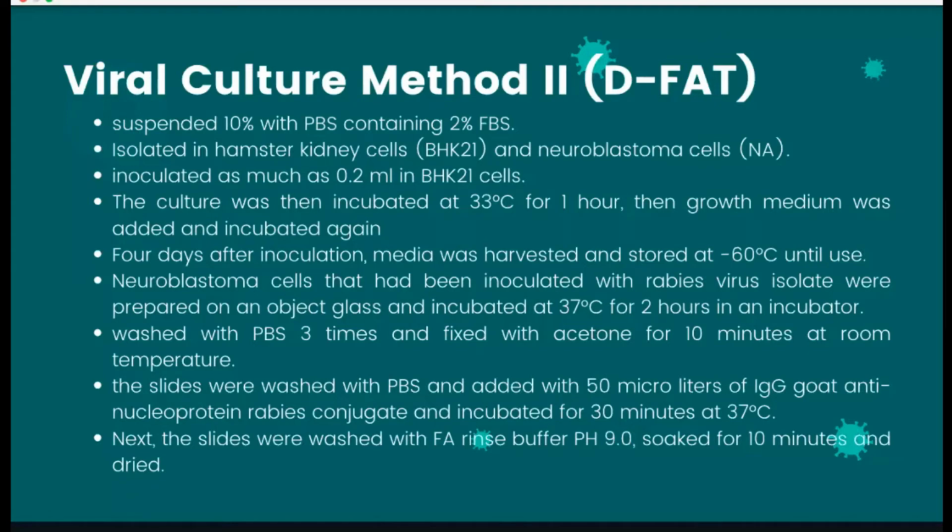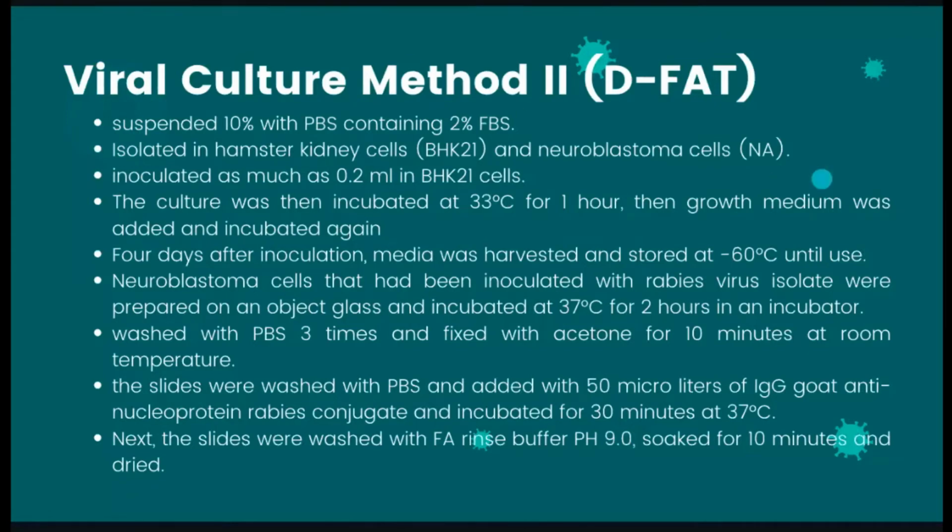Okay, so the second method of viral culture is the DFAT test. First, the virus samples were suspended at 10% with PBS containing 2% fetal bovine serum, and the virus was isolated in hamster kidney cells and neuroblastoma cells. The sample was inoculated, 0.2 milliliter, into the kidney cells, and the culture was then incubated at 33 degrees Celsius for an hour. Then growth medium was added and incubated again.